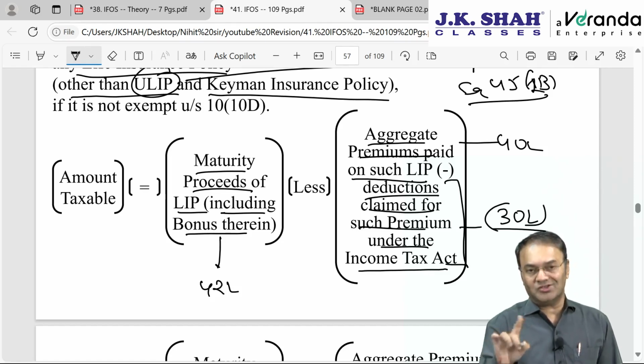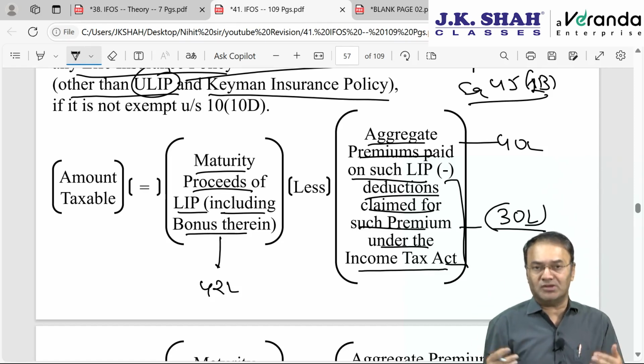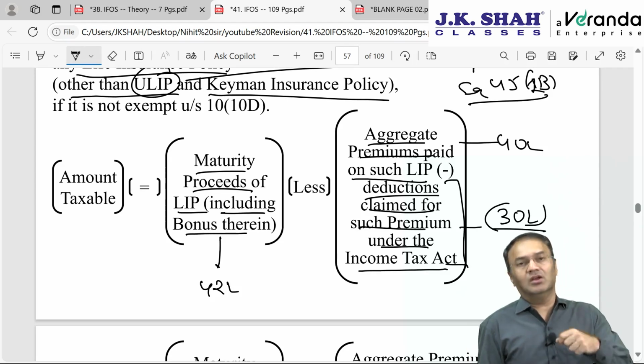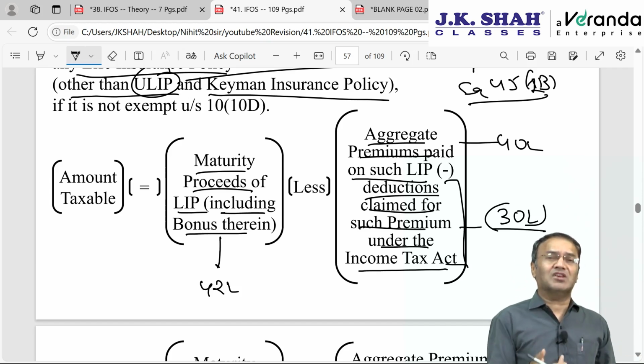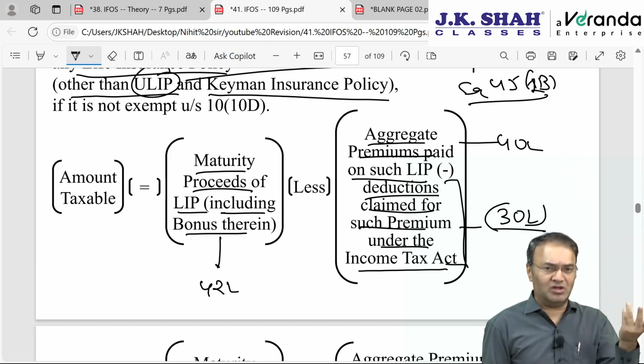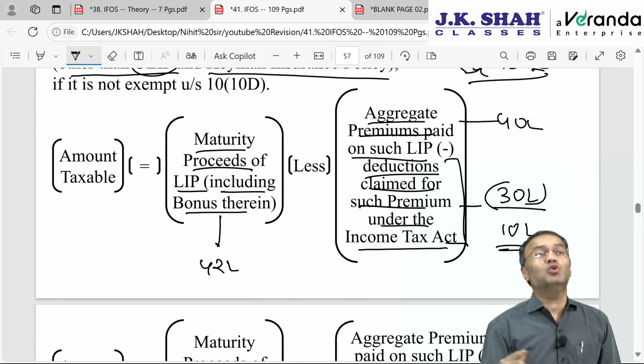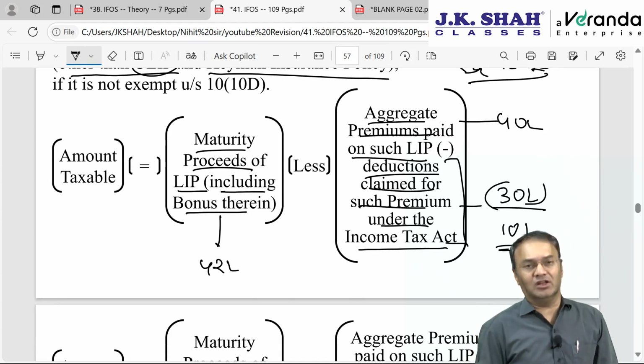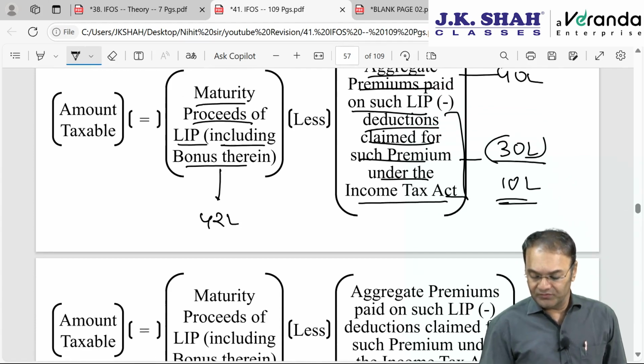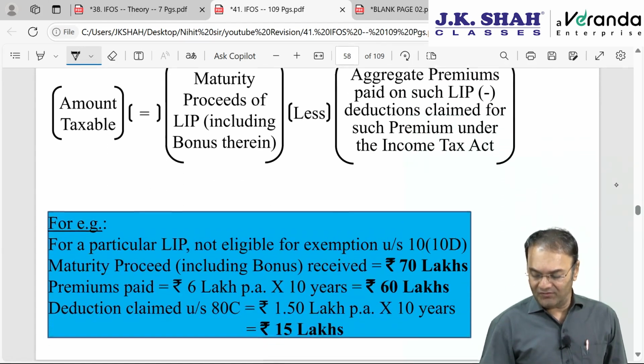This was just an illustration. It's not necessary that the assessee might have claimed the full 30 lakhs. Every year he might not have claimed 1.5 lakh; he might have claimed a lesser amount, maybe only 50,000, whatever. Whatever is already claimed, you lose your right to claim that much again. That is the whole idea. Clear? Okay. Then I have taken one example here.